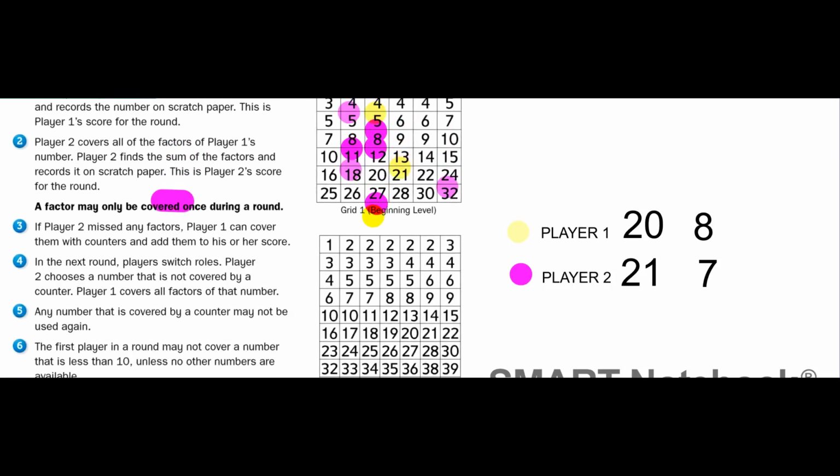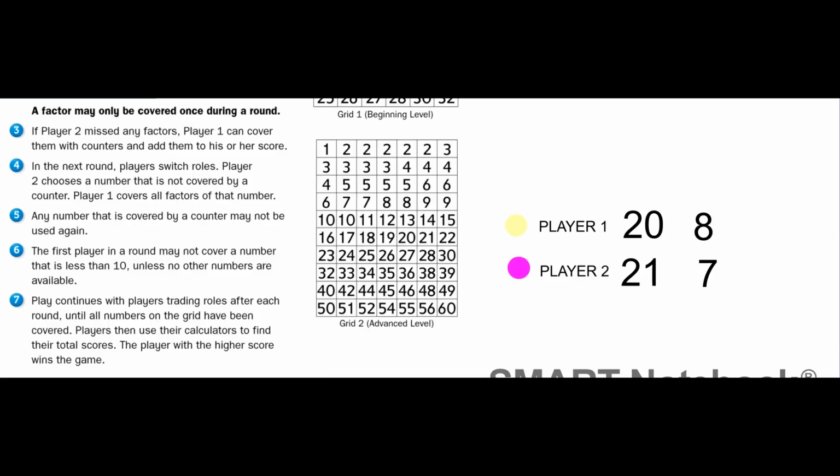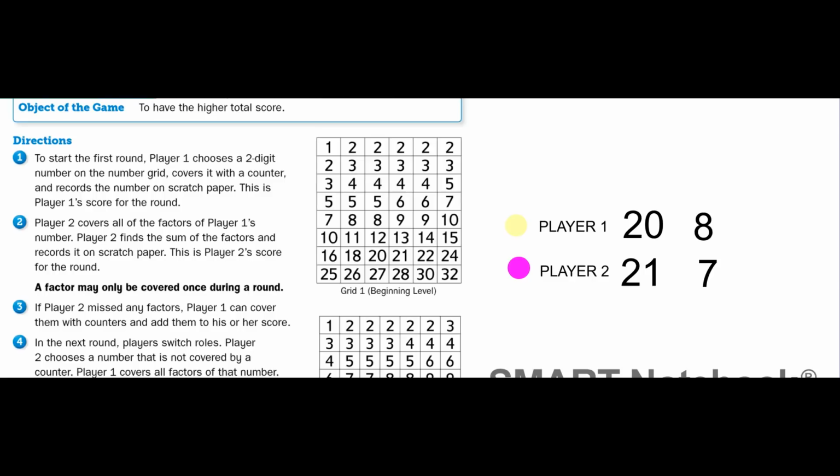So play continues back and forth like that. The players continue trading roles after each round until all the numbers on the grid have been covered. Players can then use their calculators to find their total scores. The player with the highest score wins. If you and your player agree, you can play on Grid 2, the advanced level, or you can continue playing on Grid 1.